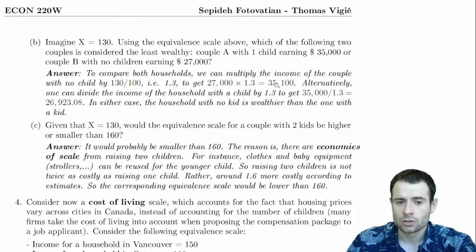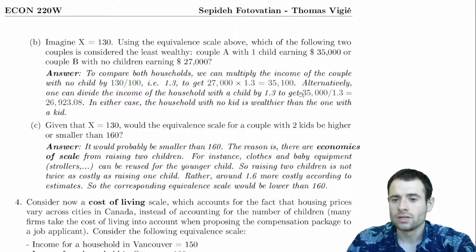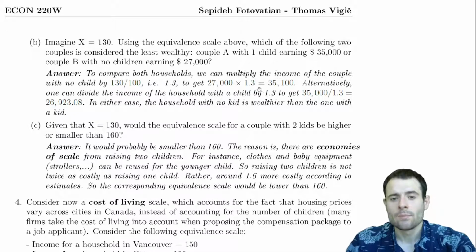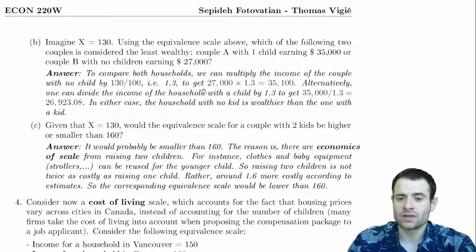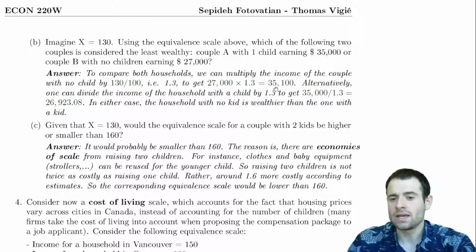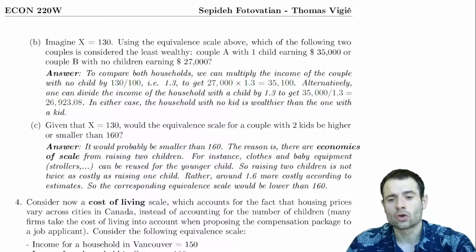In the first case, the couple with no child is considered wealthier than the couple with one child, because this couple making $27,000 is the same as a couple with one child making $35,100. The other couple makes only $35,000. So we will rank the couple with no child as wealthier than the couple with one child. You can do it the other way around.